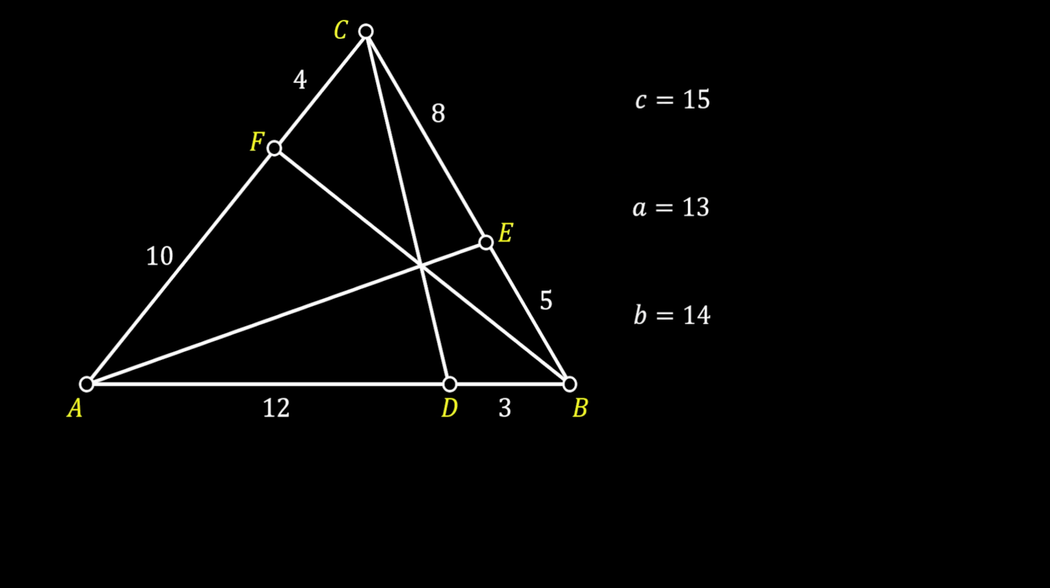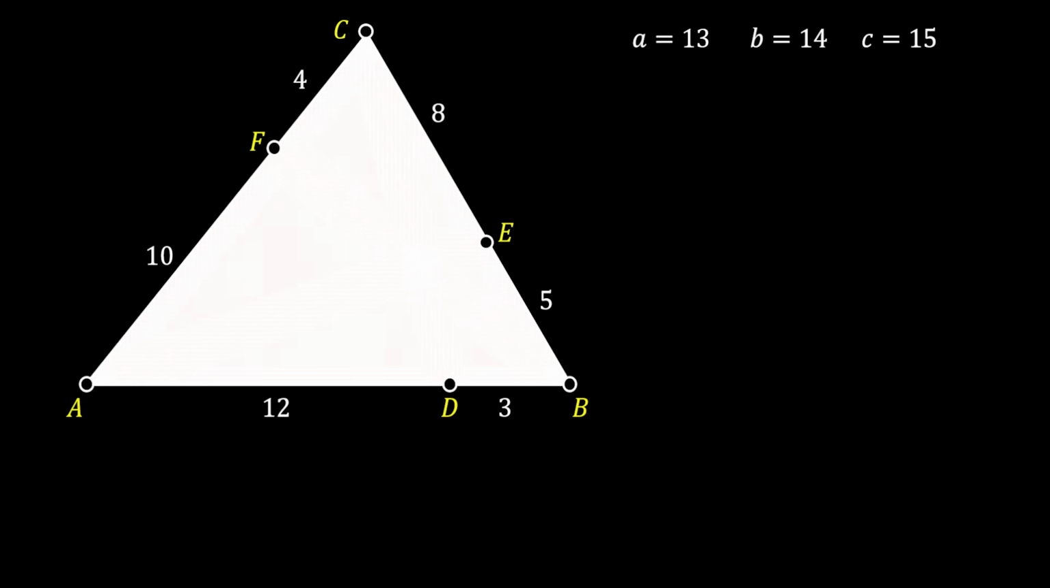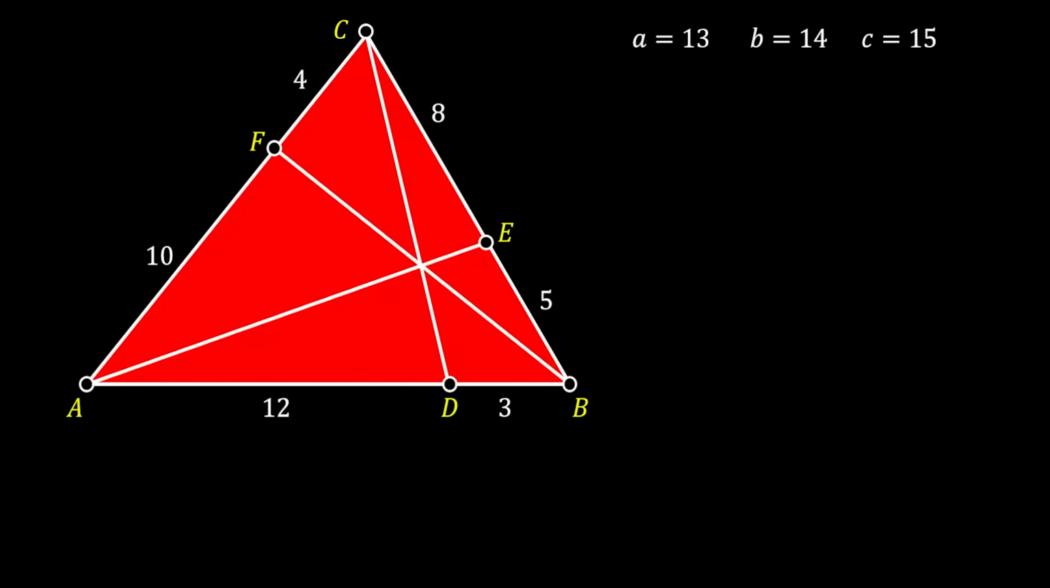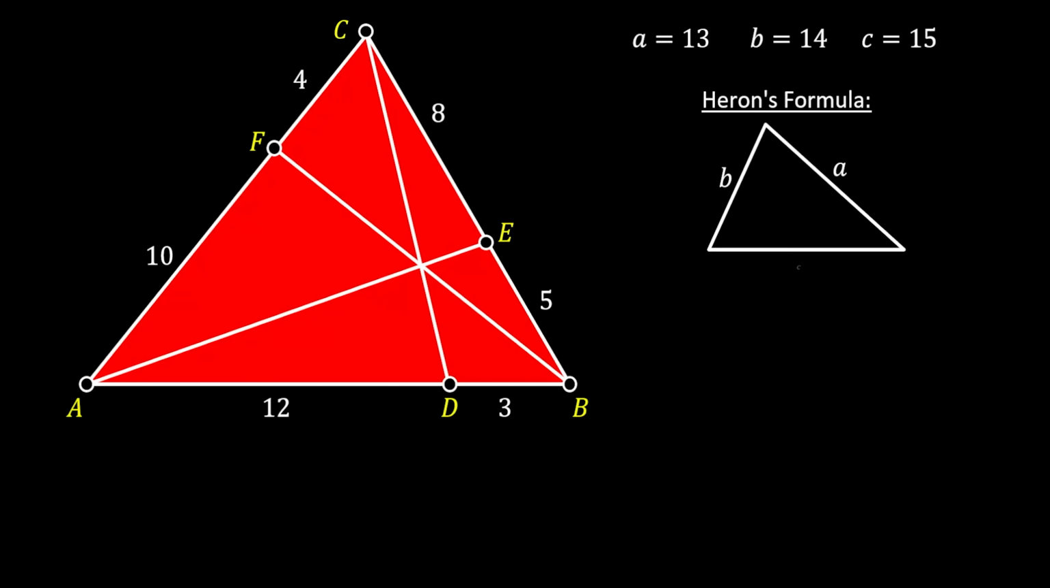Alright, so now we have all 3 sides of our triangle, and we need to find the area of the entire red triangle. This is actually quite simple if you know another formula, which is called Heron's formula. This formula applies to any triangle, and if you know all 3 sides of the triangle, you can use the following Heron's formula to calculate its area.